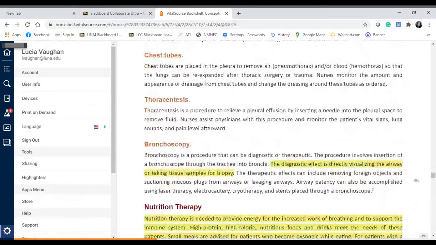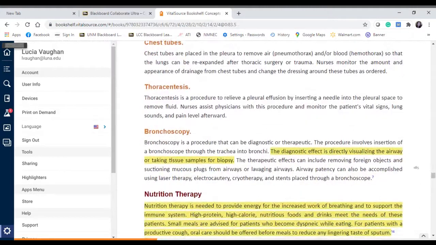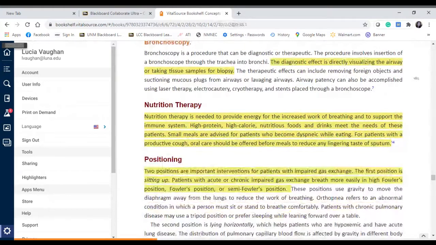Bronchoscopy, a diagnostic test, is directly visualizing the airway or taking a tissue sample.